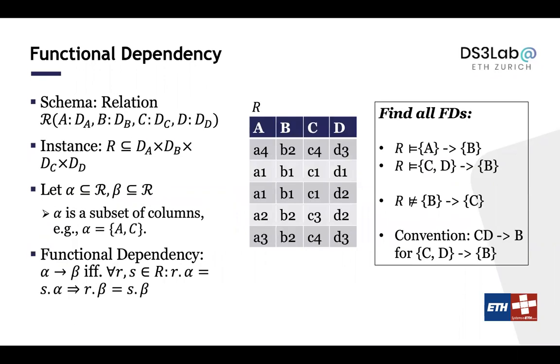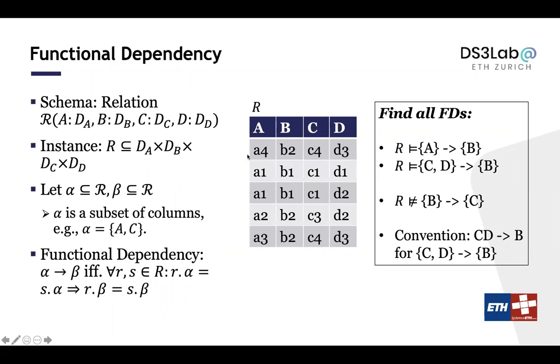Let's look at one example. So here is one relation instance R with 4 attributes, right? So let's try to find functional dependency here. So if you look at the first functional dependency from A to B, right? So you can see this relation R actually satisfies this functional dependency.